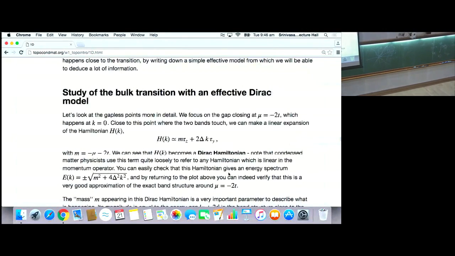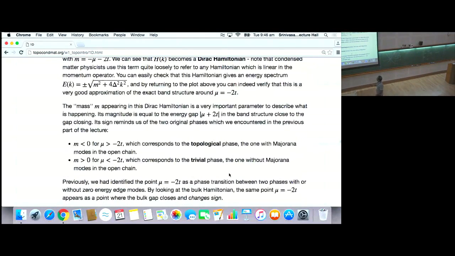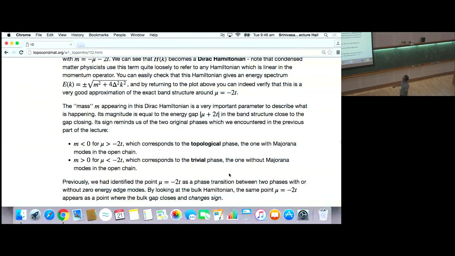Again, for the massive Dirac Hamiltonian, you can find a spectrum. It looks qualitatively similar to that. E is the square root of m squared plus delta minus mu squared. But this one actually allows us to understand which one is the topological phase and which one is the trivial phase. So let's see why.